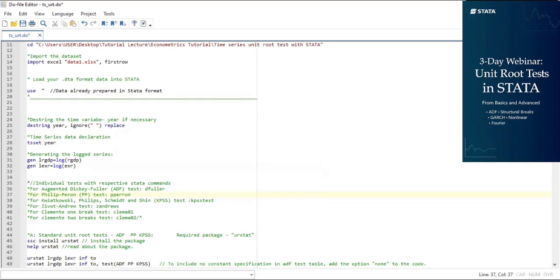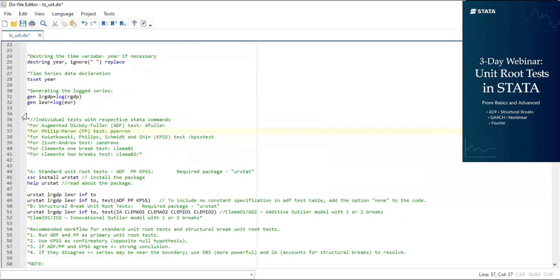The available tests will be running, like I said before. These are the tests: augmented Dickey-Fuller test, PP test, KPSS test, ZA test, Clemente test with 1 break, and Clemente test with 2 breaks.